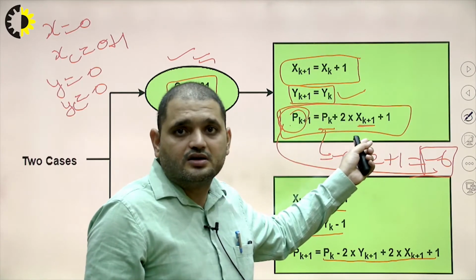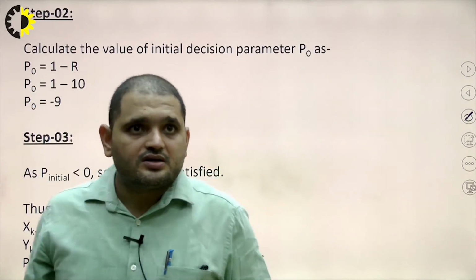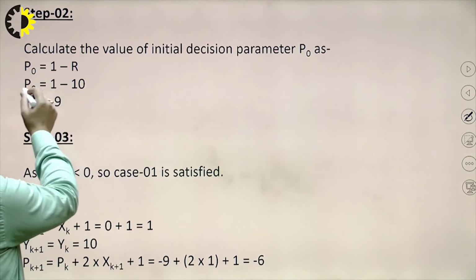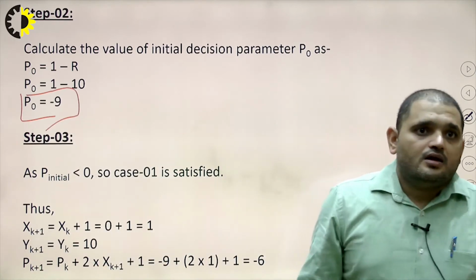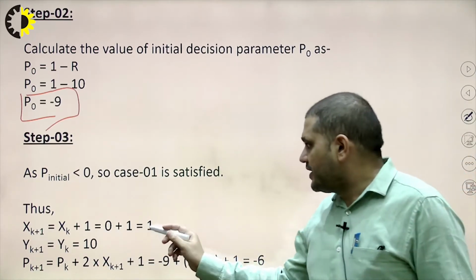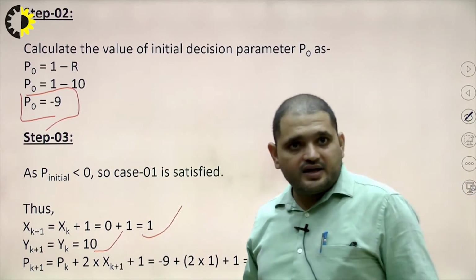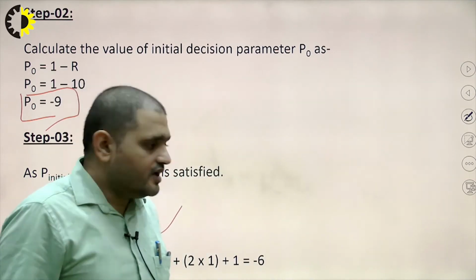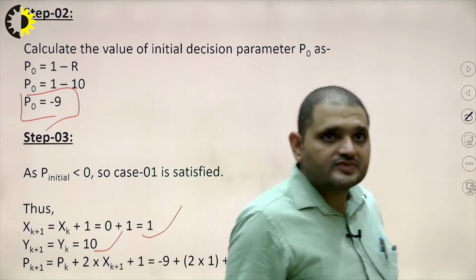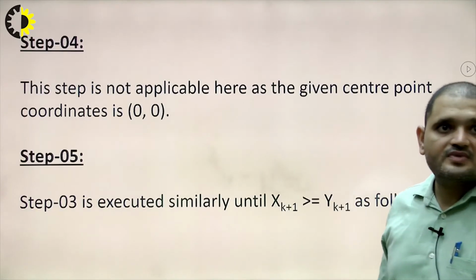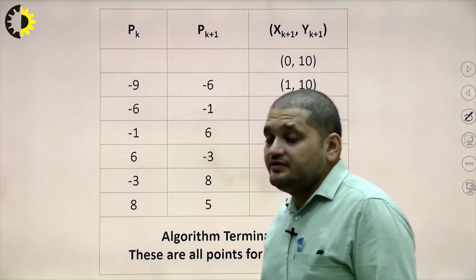So we will follow the same iteration again. Likewise, if we continue these steps, we have minus 9, which is less than 0. We found xk equals 1, yk equals 10, that is the radius we are considering, and pk plus 1 equals minus 6. So we will keep repeating, and this will be the table which we will achieve.